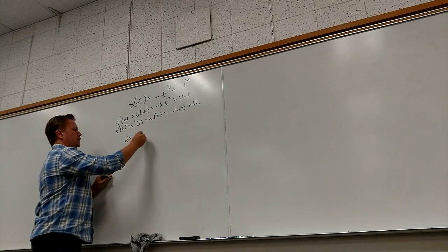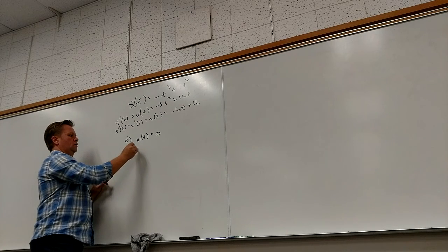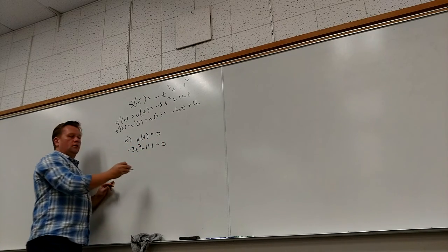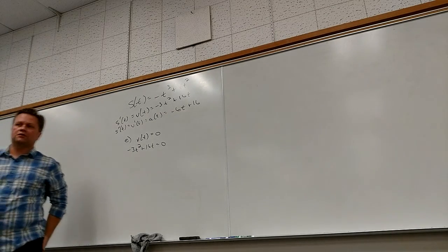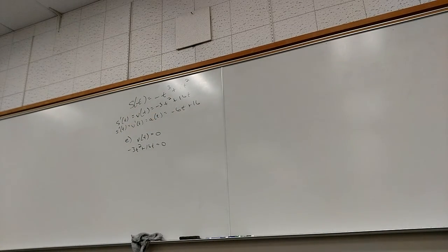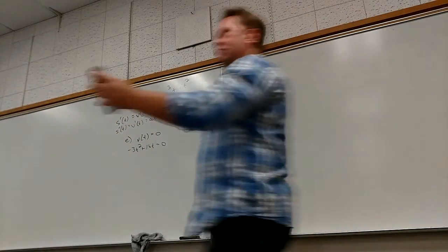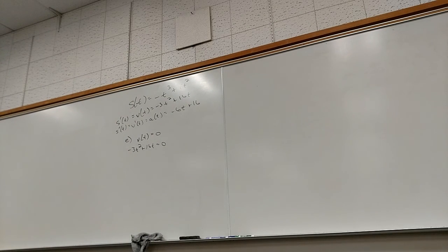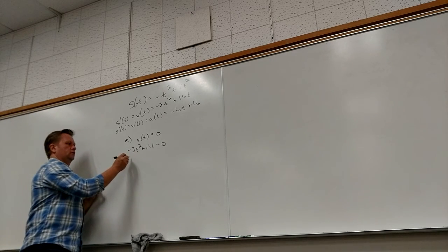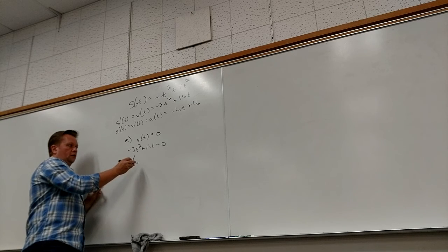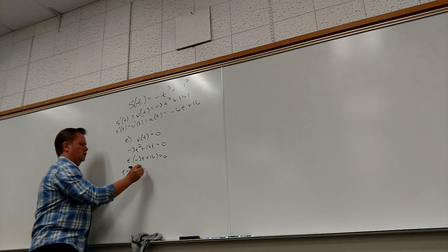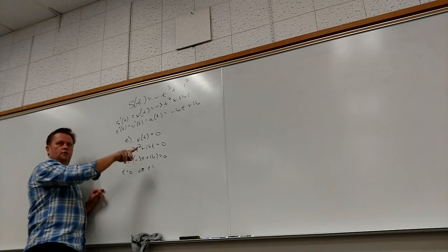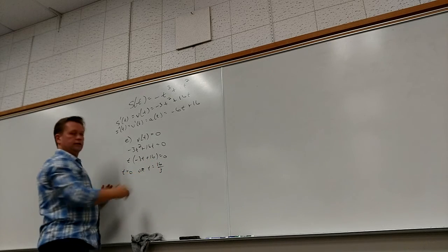So if I set the velocity equal to 0, what do I get? How do I do this? Do I divide by t? Is that a good idea? Ever? No, you never divide by a variable, because then you lose possible answers. So you factor this. You get t is 0, or t is 16 over 3.